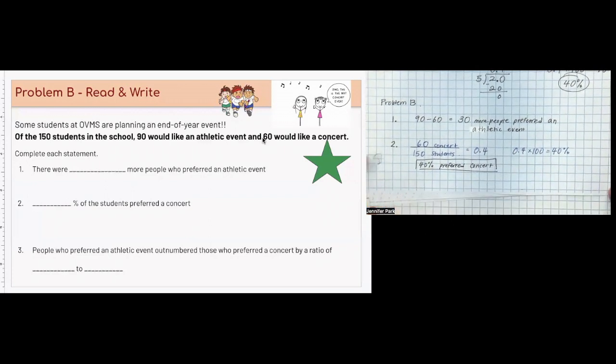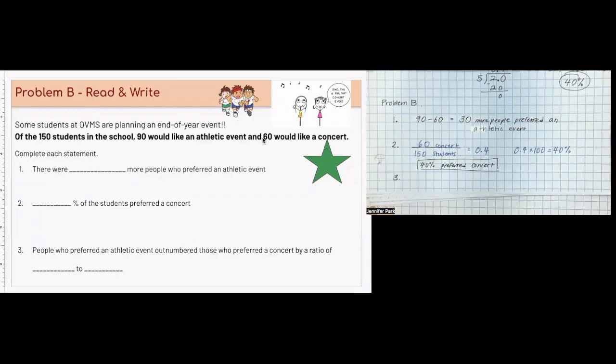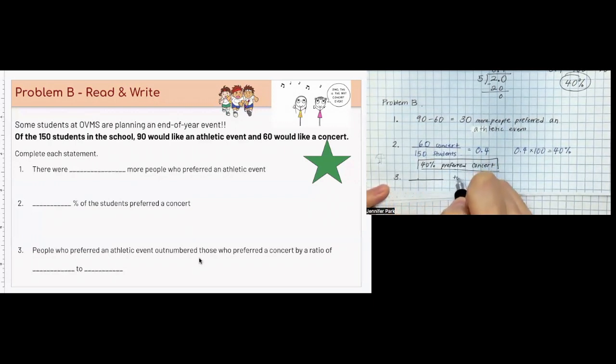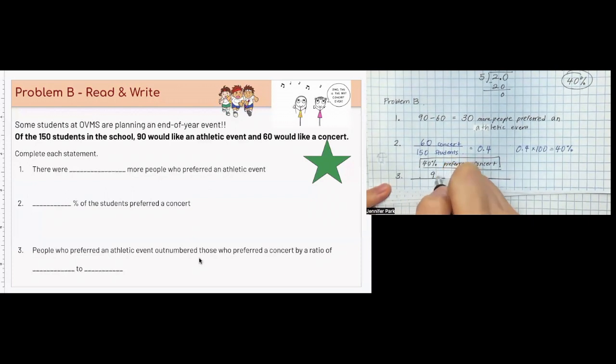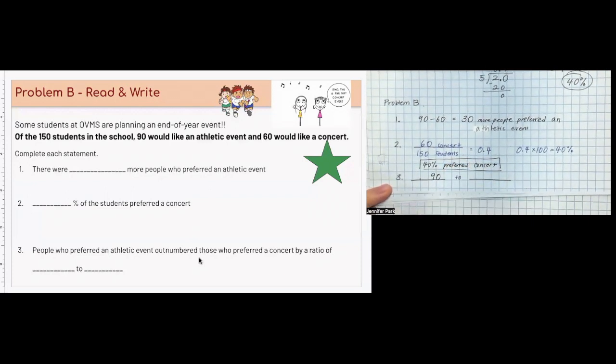Okay. Now, number 3. People who preferred an athletic event outnumbered those who preferred a concert by a ratio of, so we're going to write that as a ratio. What is a ratio of students who preferred athletic event to students who preferred a concert? We're going to write that as a ratio. They give you the template. 90 students preferred athletic event, so 90 to 60. Okay, 90 to 60. That's the ratio we can write.